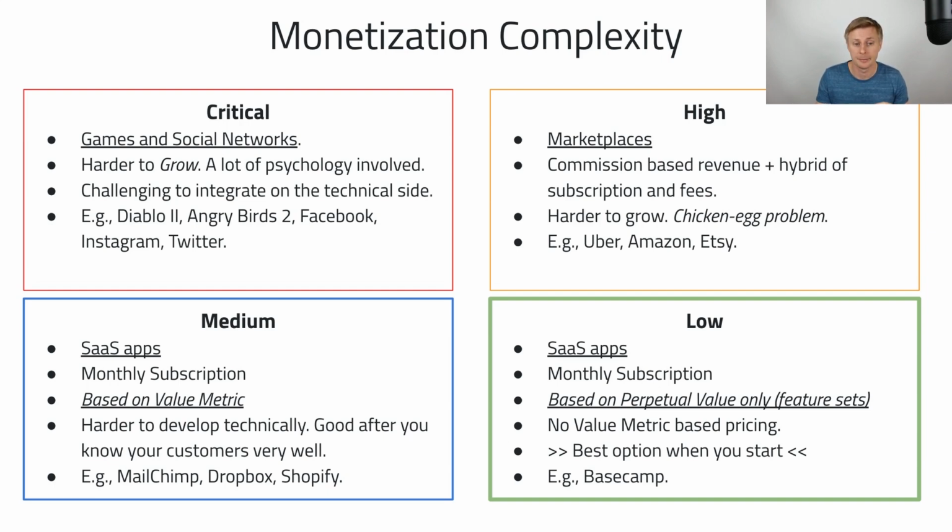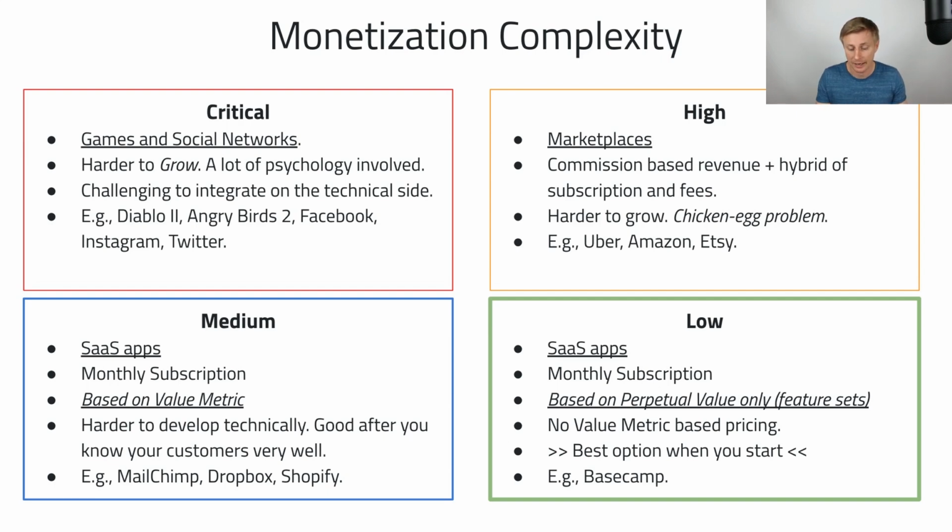Okay. Medium complexity ideas over here. This is software as a service product on monthly subscription, which is based on value metric pricing, like number of subscribers, amount of file storage, or a hybrid model with both value metric and perpetual value mixed. It takes a bit more time to develop the initial version with value metric pricing plans. Also, the value metric is harder to get right in the beginning. So you will need more experiments to do than with perpetual value, when your plans differ only by feature sets.